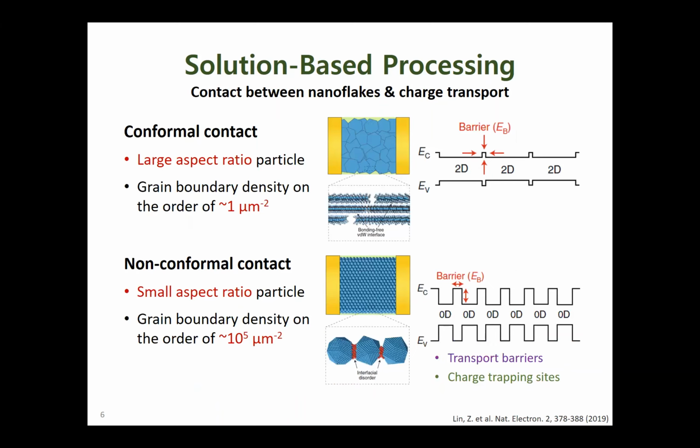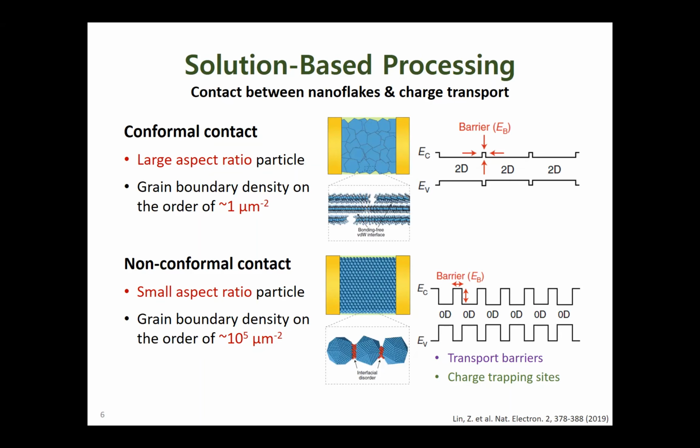To further gain an understanding of interface, we compare the contact within a film according to the morphology of 2D material. A thin film with large aspect ratio nanoflakes can form a clean interface, which means free of disordered chemical bonding. This makes a low energy barrier between nanoflakes, implying the formation of a low contact resistance device.